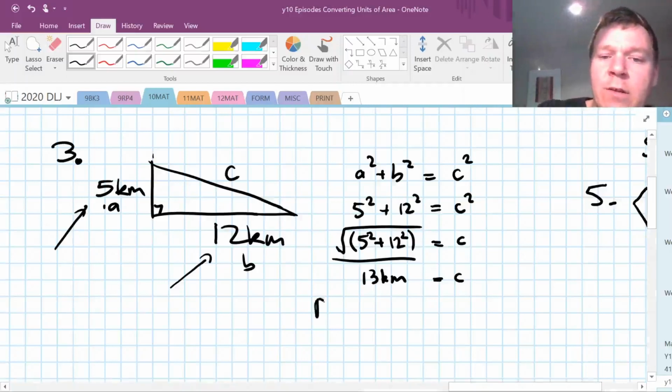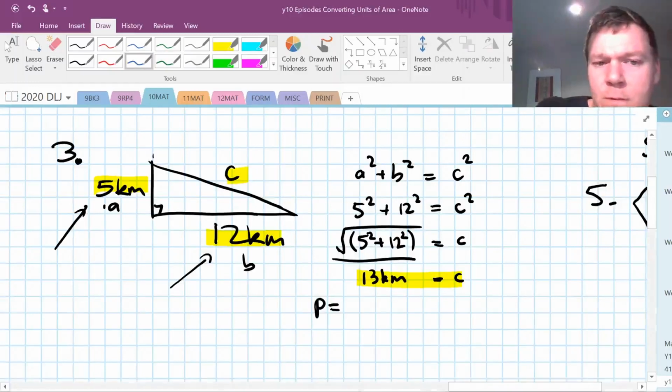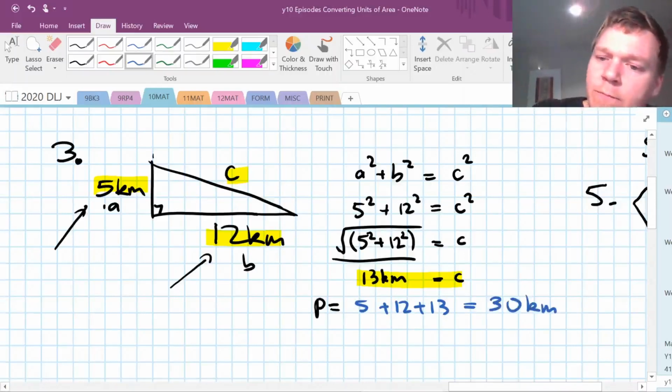All right. So to get the perimeter of the shape, we have got 5, 12, and now we've got 13. So 5 plus 12 plus 13 equals, that's 25, that's 30 kilometers.